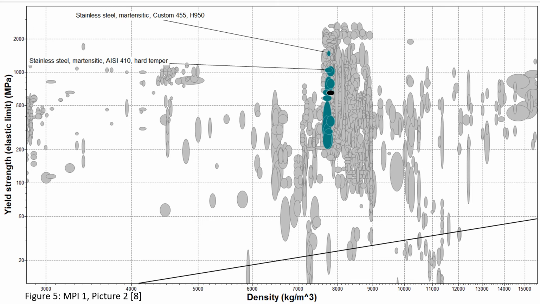Zooming in, we can see that all steels that fit our categorical limits have roughly the same density, but vary in strength. The most optimal choice for the bike frame in this case, if we were only considering this MPI, would be the Custom 455 H950 martensitic stainless steel.